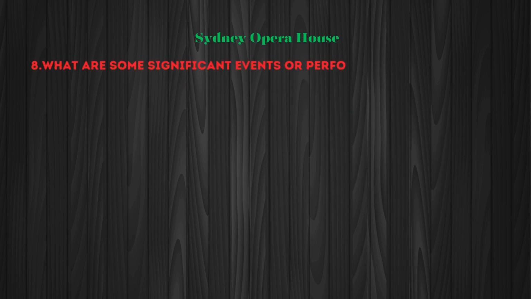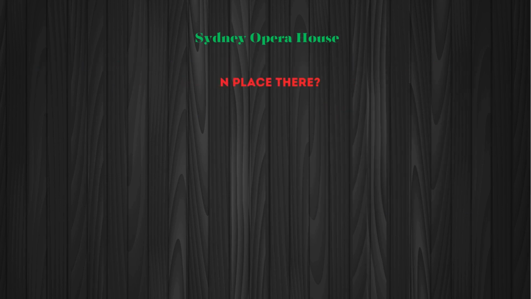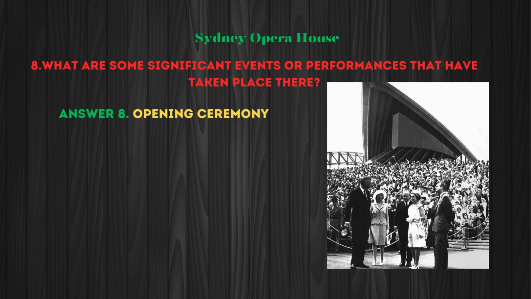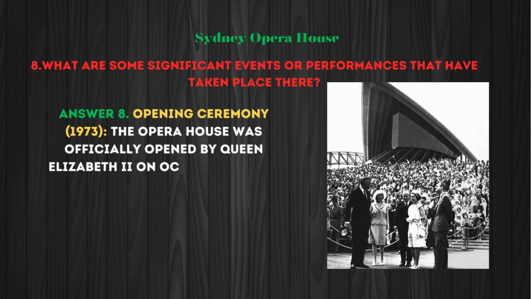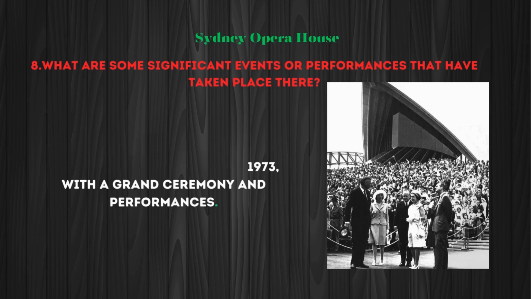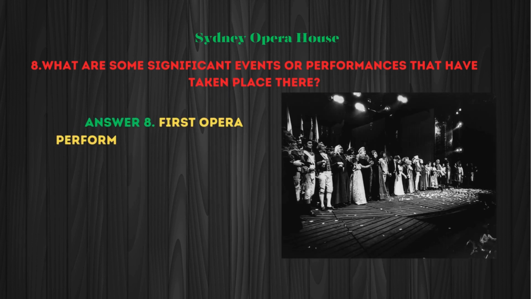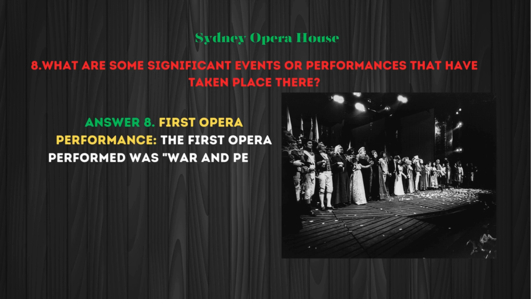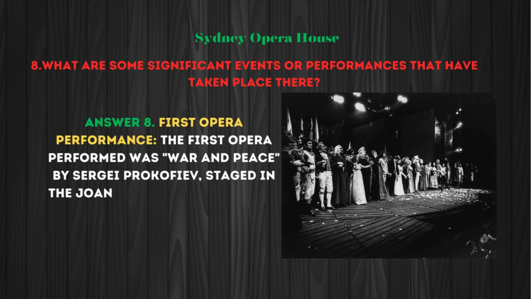What are some significant events or performances that have taken place there? Opening ceremony, 1973. The Opera House was officially opened by Queen Elizabeth II on October 20th, 1973, with a grand ceremony and performances. The first opera performed was War and Peace by Sergei Prokofiev, staged in the Joan Sutherland Theatre in 1973.